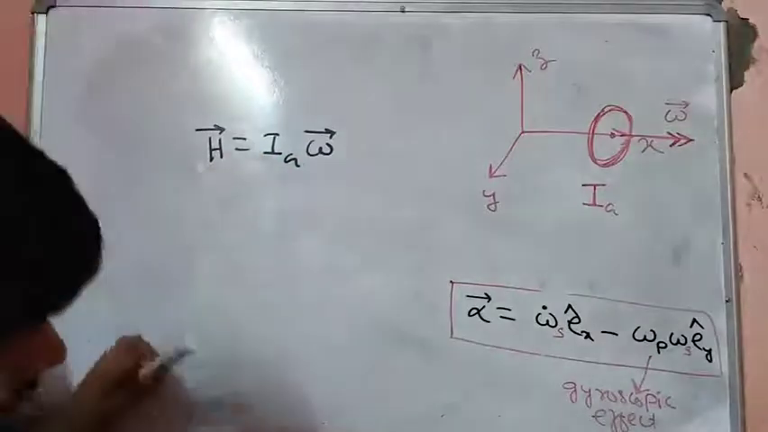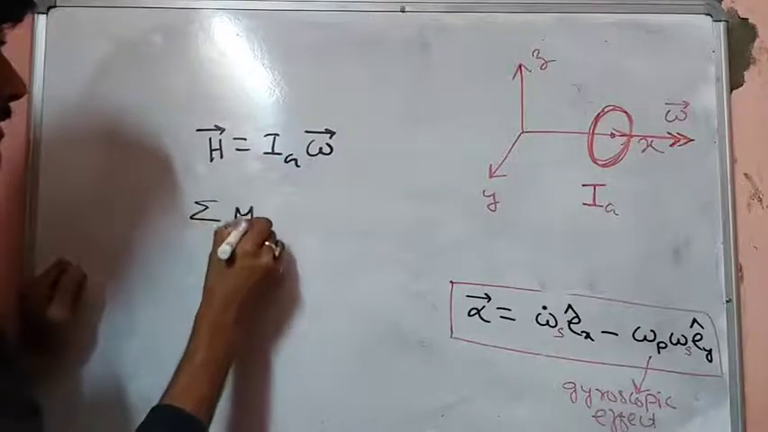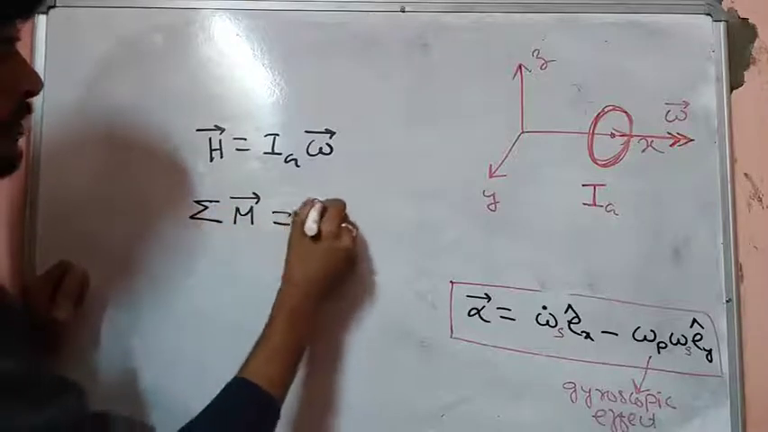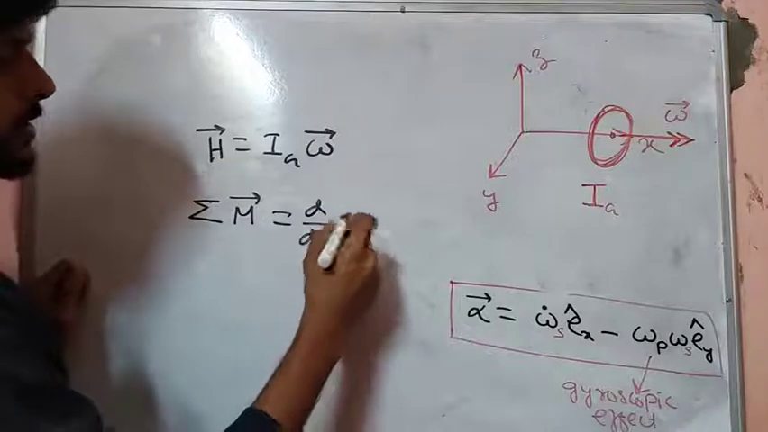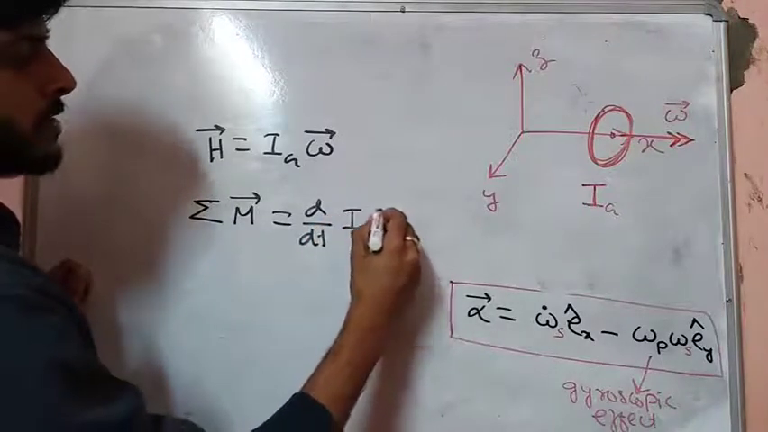So the sum of all external moments is equal to the rate of change of angular momentum, right? The rate of change of angular momentum is nothing but Ig times the rate of change of the omega vector.